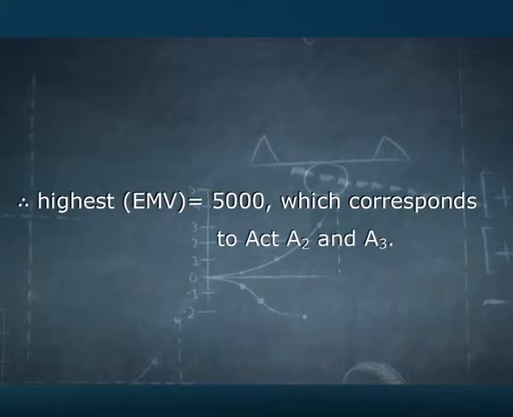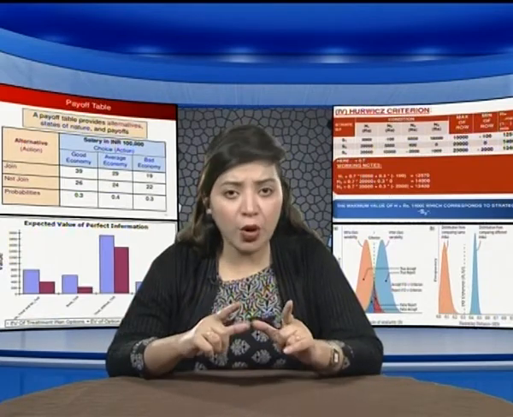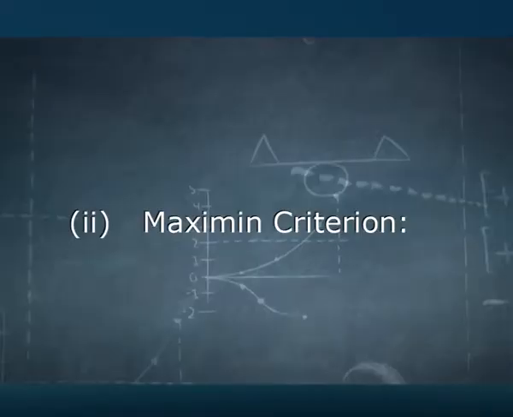Now the highest EMV is 5,000, which corresponds to Act A2 and A3. Thus, according to Laplace criteria, the best investment plan is to choose either Act A2, bonds, or Act A3, that is saving accounts. Let's see the next one, that is Maximin criteria.